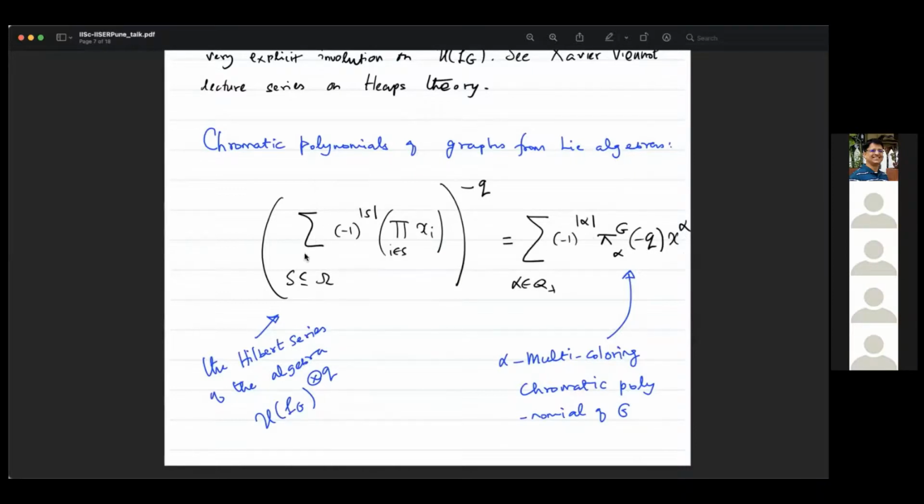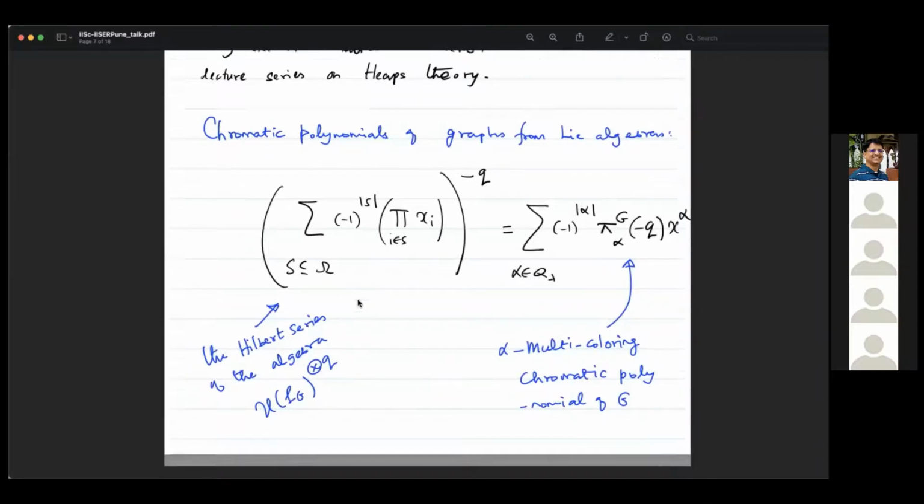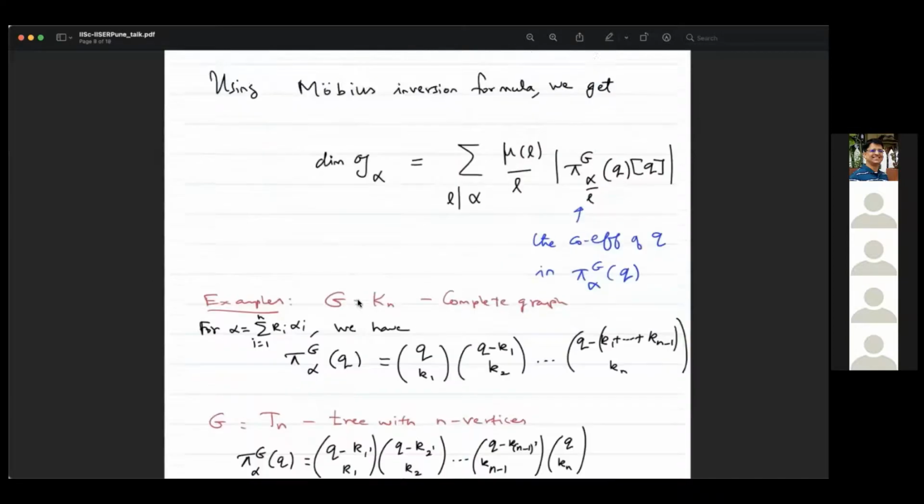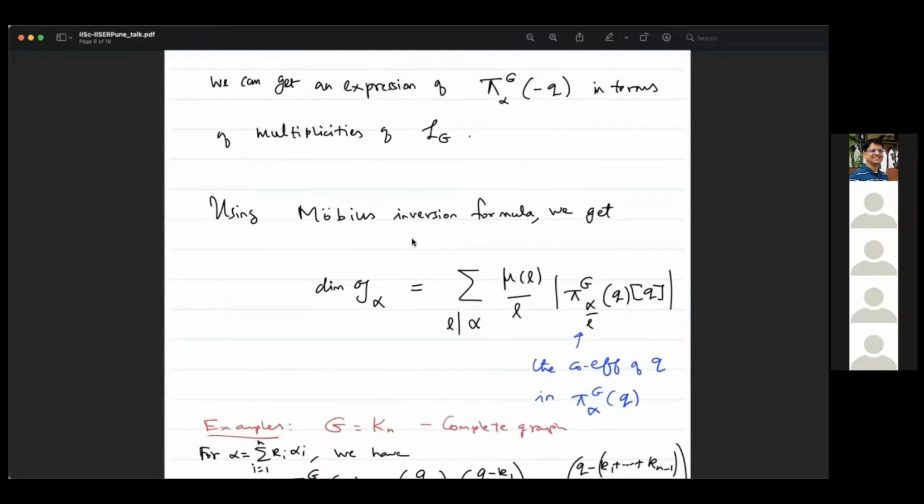Okay, this is the sum side, so sum equals product. You can take the product, raise it to the power q, and see how you can compare. By comparing that and then using some simple Mobius inversion formula, you can actually write down explicitly the formula for this dimension of G alpha. The formula is given very explicitly in terms of these chromatic polynomials.